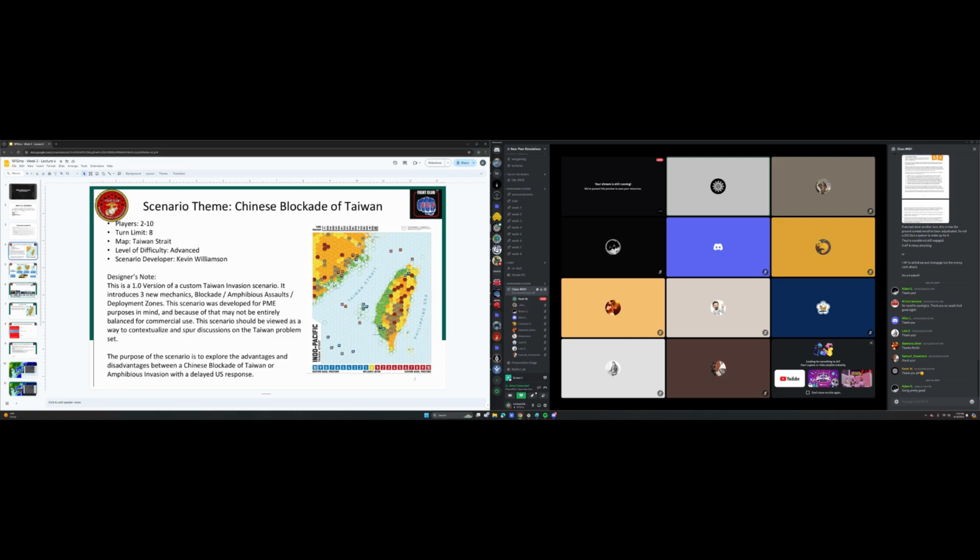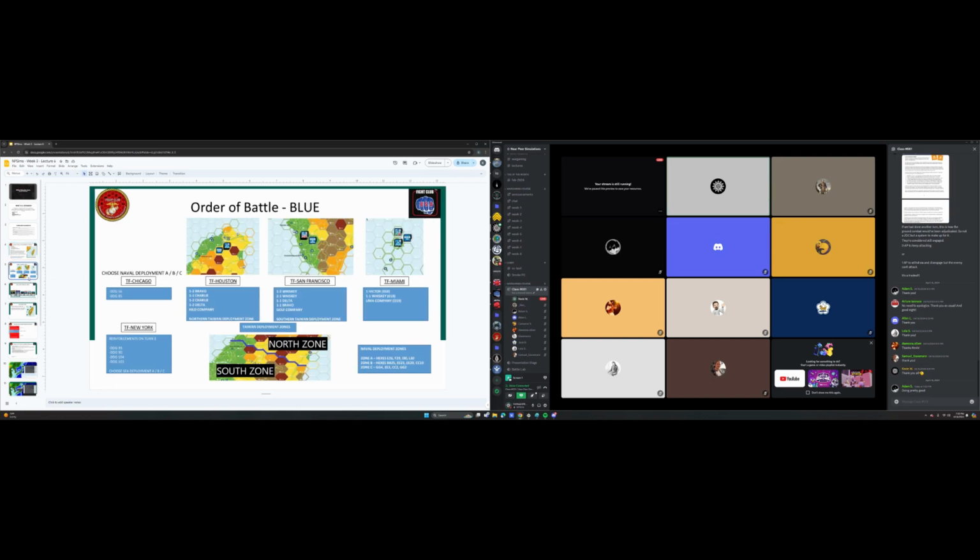I also introduced deployment zones. And the reason I introduced deployment zones is because I wanted to give players freedom to be able to deploy, okay, where would my delayed response come from? Or where would my forces on Taiwan be distributed? That way it adds a little bit of replayability and you can get some repetitions in to see, okay, what if I sent everything to the south of Taiwan and just turtled up, for example. And so this is how I structured it for playtesting purposes.